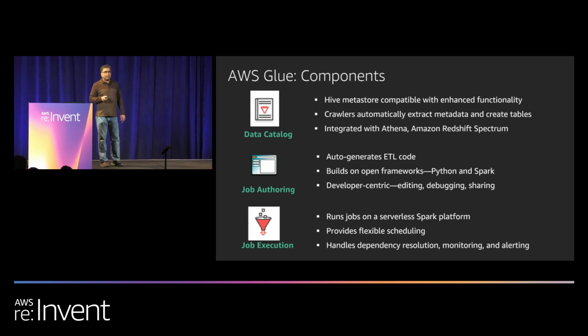And the second one is job authoring. How do you create a job? How do you write ETL code in Glue? Glue has an automated way of generating ETL code, and it is very developer-centric. You can easily edit, debug, and share the code with others. Job execution happens in a serverless manner. You are not provisioning any servers for that, and it provides flexible scheduling and handles dependency resolution, monitoring, and alerting.